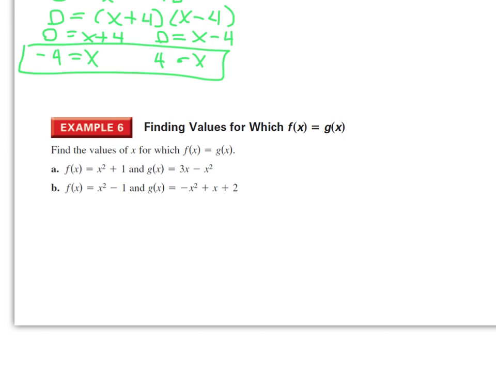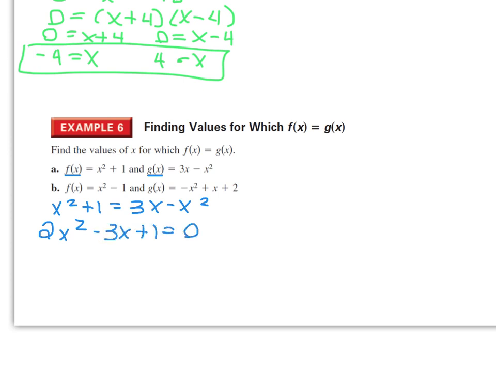So literally, we're just setting these two equations equal to each other. F of x equals g of x. F of x is x squared plus 1. G of x is 3x minus x squared. So now we're going to solve for it. We're going to get everything over to one side. If I bring x squared over, I've got 2x squared minus 3x plus 1 equals 0.